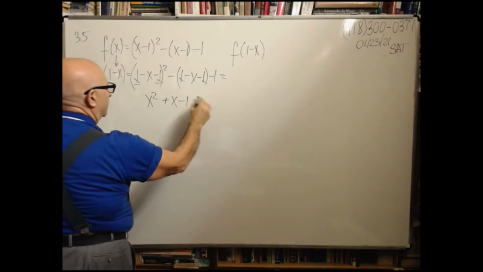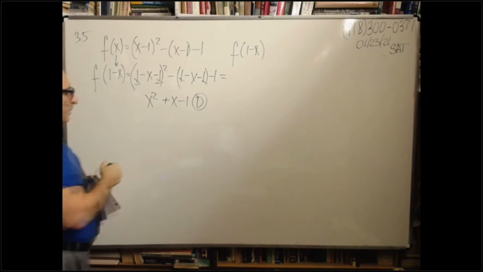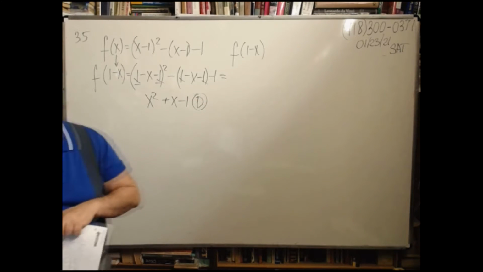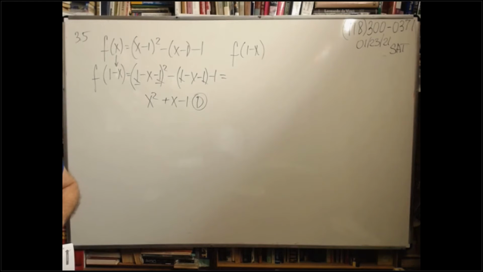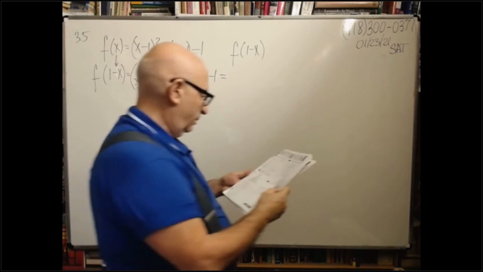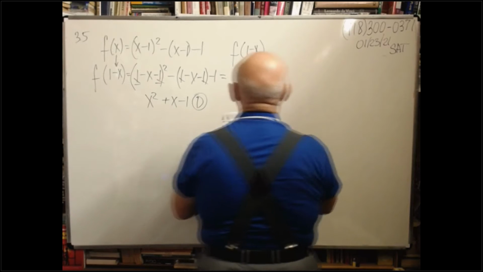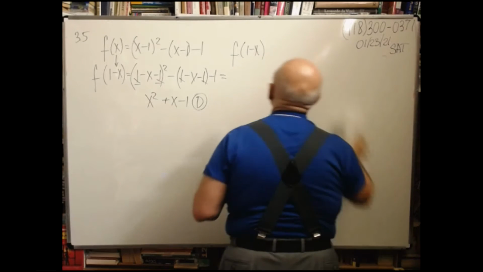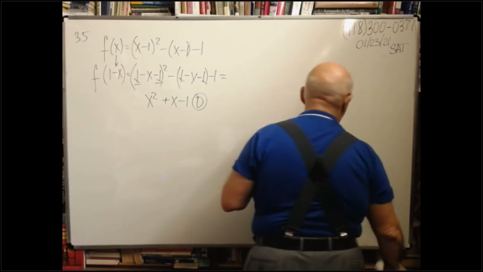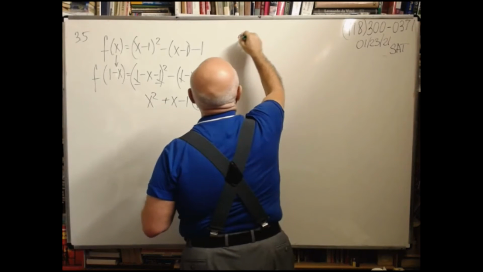D as in Daniel. 35. Just substitution. Definition of function. Have question, ask me. Three, 6.